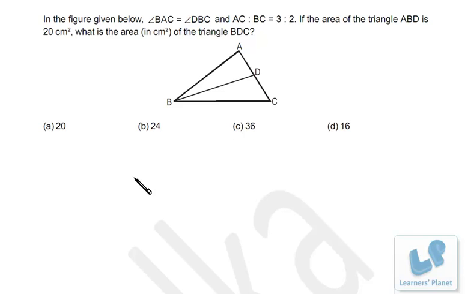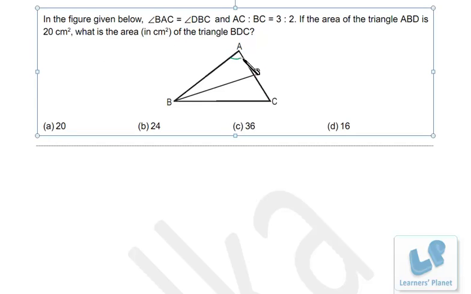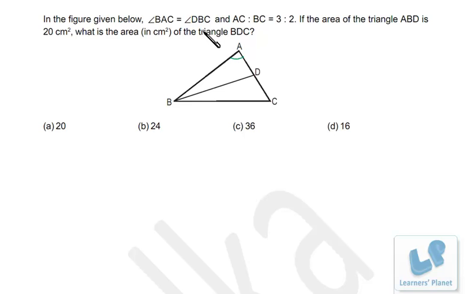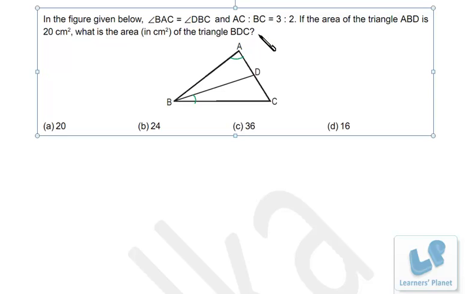Now let's try this problem. In the figure given below, angle BAC is equal to angle DBC. AC is to BC is 3 is to 2, right? If the area of triangle ABD is 20 centimeter square, what is the area of triangle BDC?